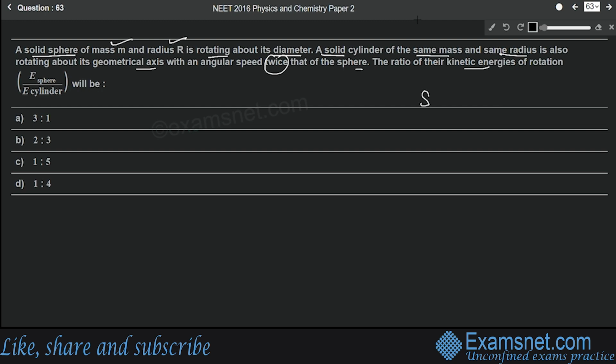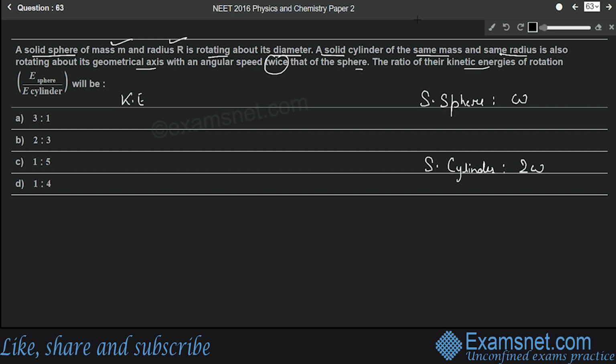So we have a solid sphere and a solid cylinder. These two have the same mass and same radius, but they have different angular speeds. The angular speed of the solid cylinder is double the angular speed of the sphere. So if the angular speed of the solid sphere is omega, then the angular speed of the solid cylinder is 2 omega. Now what will be the kinetic energy of the sphere?